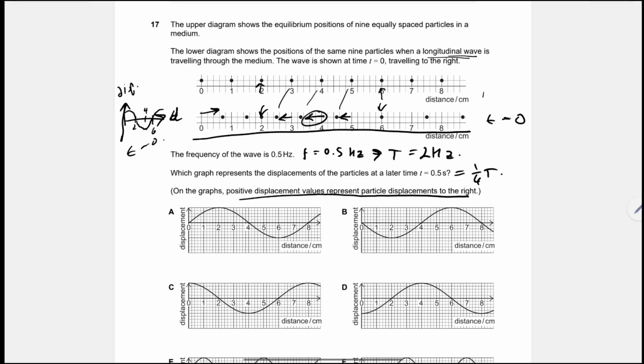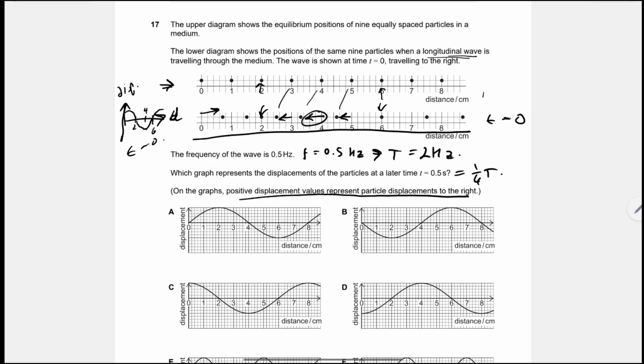And the frequency of the wave is 0.5 hertz. Which graph represents the displacement of these particles at a later time, t equals 0.5 seconds? So after a quarter of a time period, every particle is going to be a quarter of the way through the cycle. The wave is shown at time t equals 0, traveling to the right, so the wave is going this way. That's the direction of the wave.